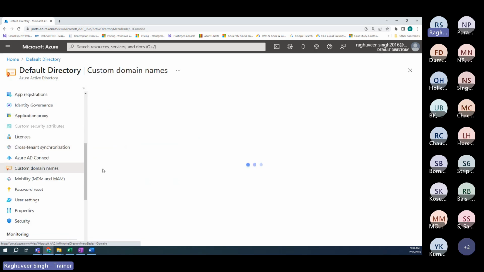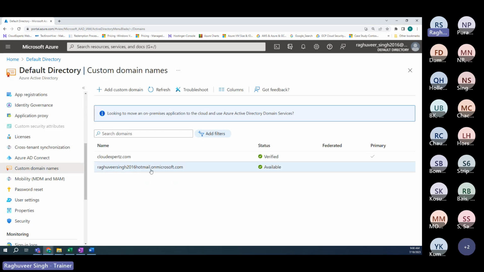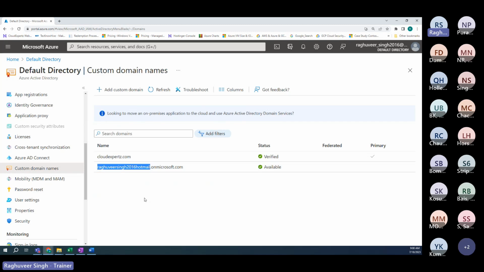And in cloud, Microsoft gives you a custom domain, which is the ID that you have signed up with. This is the ID. You can see Raghuveer underscore. It removes underscore or any special character or any symbol that you have used. It only uses the alphabets and numerics. So Raghuveer Singh 2016 Hotmail. It will remove .com also, and it will add its own domain, which is on Microsoft.com.